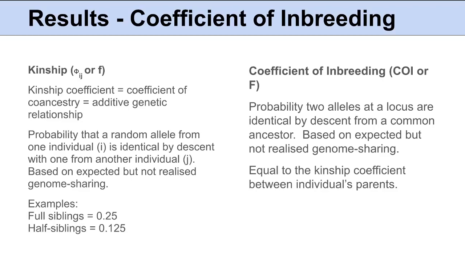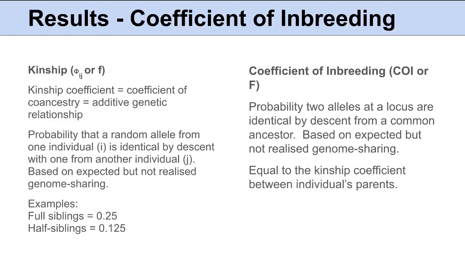So kinship coefficients are also the same as coefficient of co-ancestry. It's also the same thing as an additive genetic relationship. It's basically the probability that a random allele from one individual, I, is identical by descent with one from another individual, J. It's based on expected but not realized genome sharing. So this is all math-based. This is statistics. We're trying to figure out the likelihood of these 2 alleles segregating together into one individual. And kinship is always done in terms of pairs.